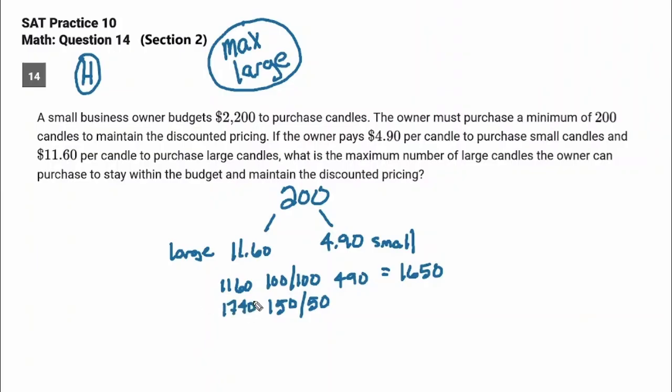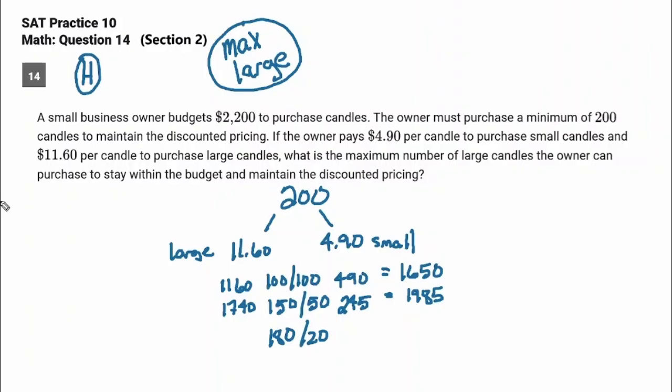And 50 times $4.90, $245. And again, you just add them up. It's $1,985. Think we can spend more? Yeah, man, we got more money to spend here. So let's keep going. Let's jack it up some more. Let's say 180. It's 180 large candles. How many small is it? 20.